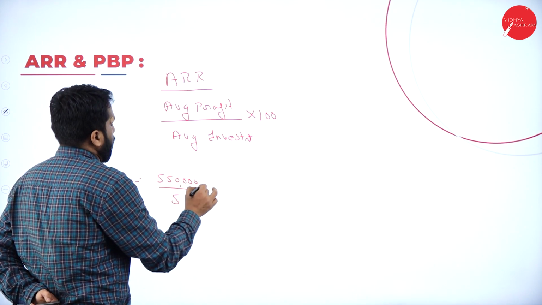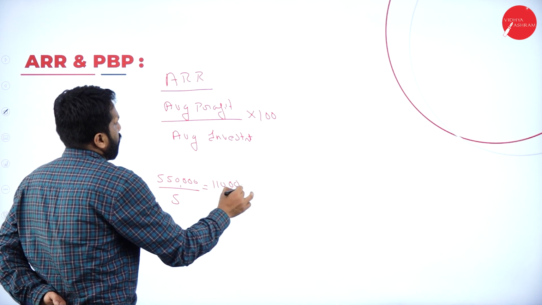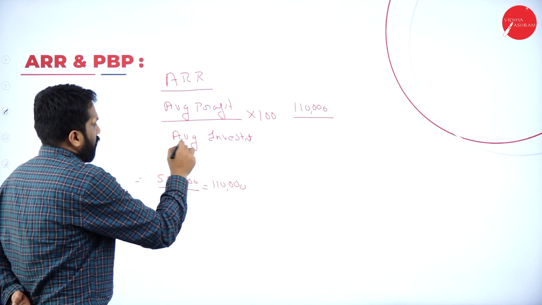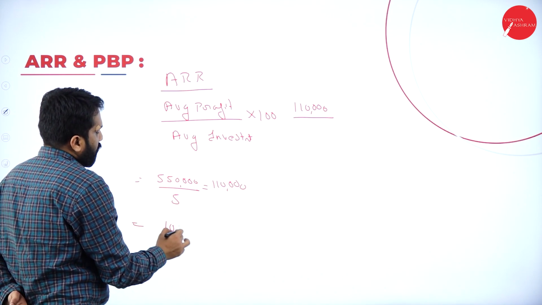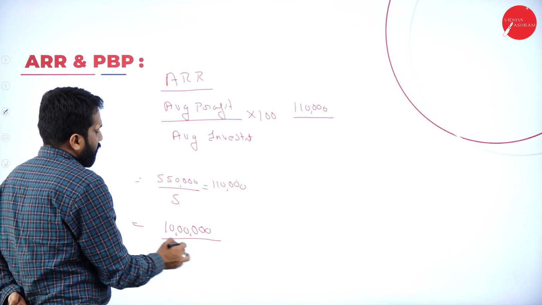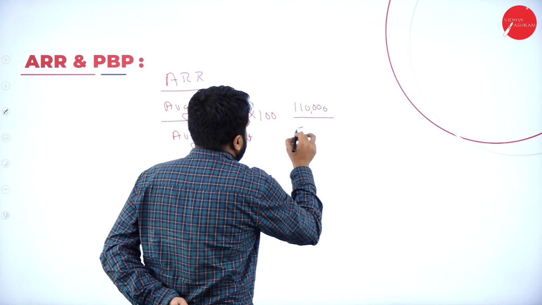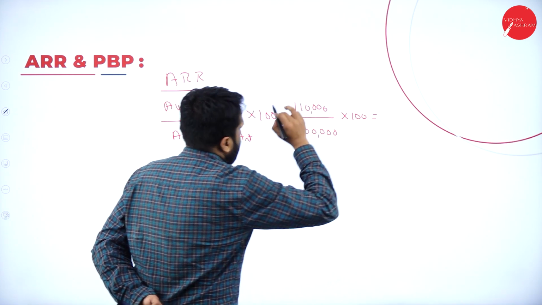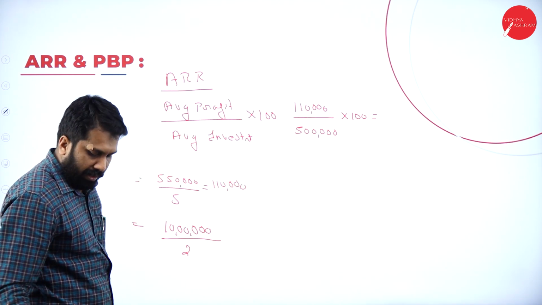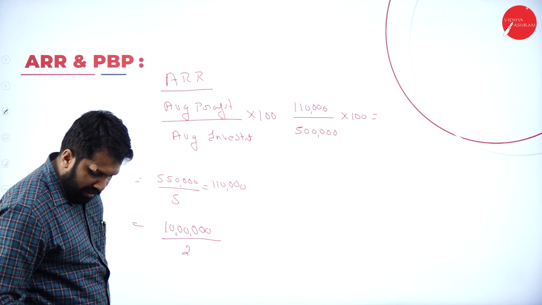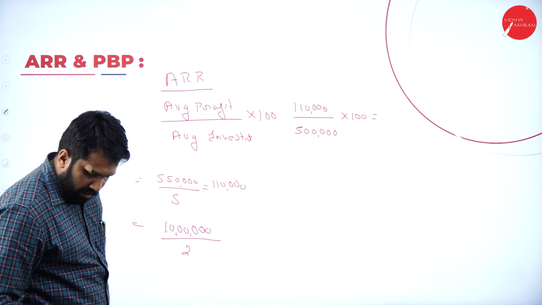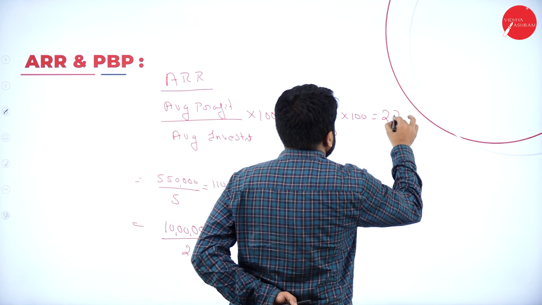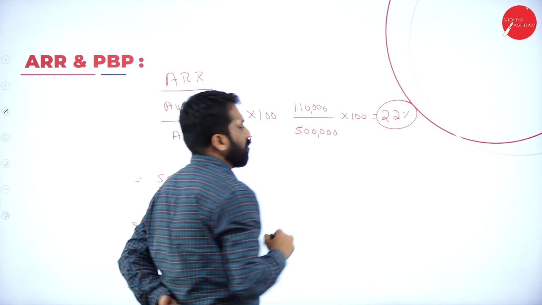5,50,000 divided by 5 is 1,10,000. Now 1,10,000 divided by the average investment. Your investment is 10 lakh, and while taking the average we divide by 2, so it will be 5 lakh into 100. You will get your answer: 1,10,000 divided by 5 lakh into 100. I got 22%. Your answer is how much? 22%. Hope you are clear.